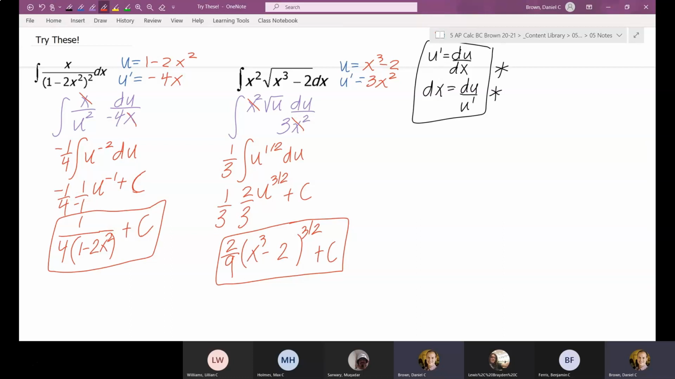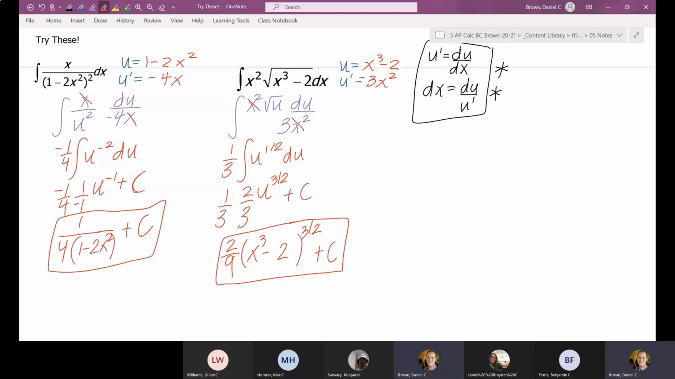So there's my work for both those. I want to check with yours. Again, I want to keep emphasizing why we can do this, and the reason is that if u prime is the same thing as du over dx, doing algebra, dx is the same thing as du over u prime. So again, we want to choose an inside that has its derivative or a constant multiple of its derivative elsewhere.